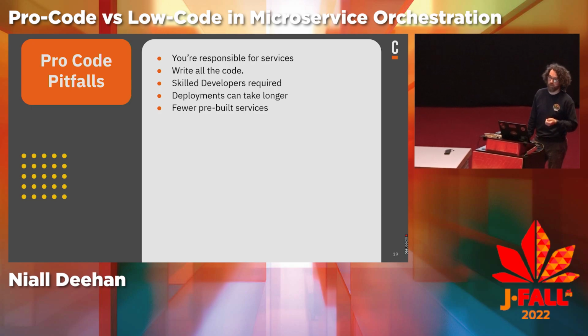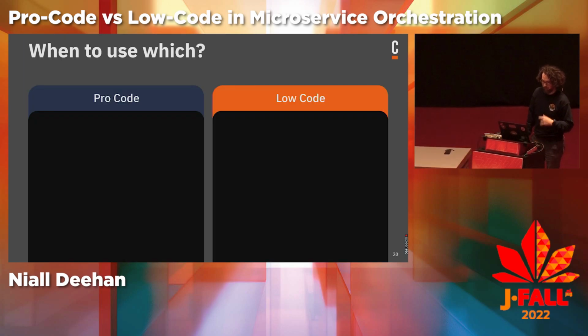Fewer pre-built services is another problem. It relates to you having to write all your own code. It's kind of an antithesis to the low-code approach where you can often just find someone who's built something in low-code. So, which one do you use, generally? Well, with pro-code, generally speaking, you would want complex services. If something is complex, and the services in particular are complex, pro-code is a very, very good place to start.